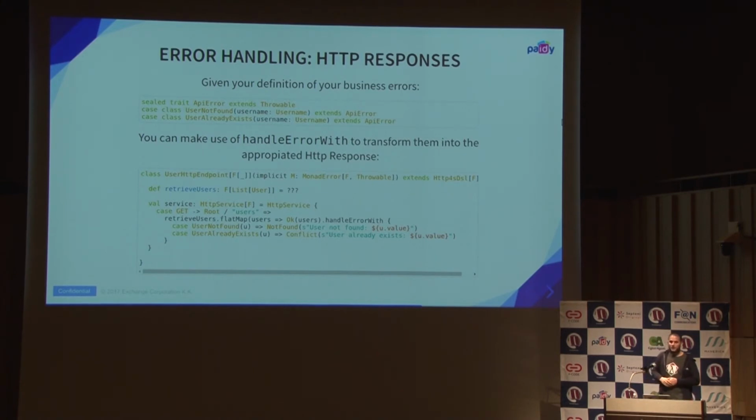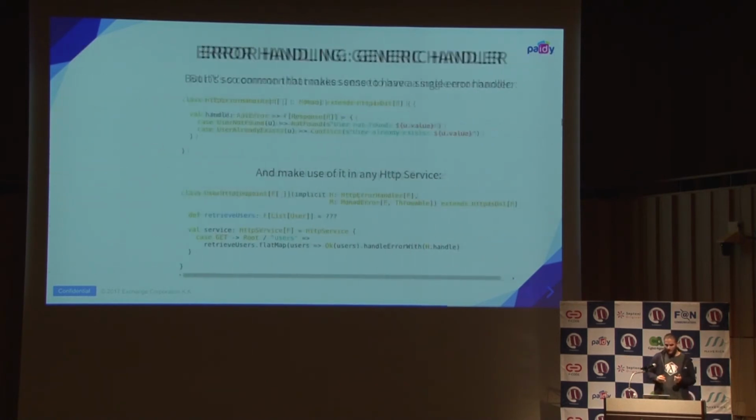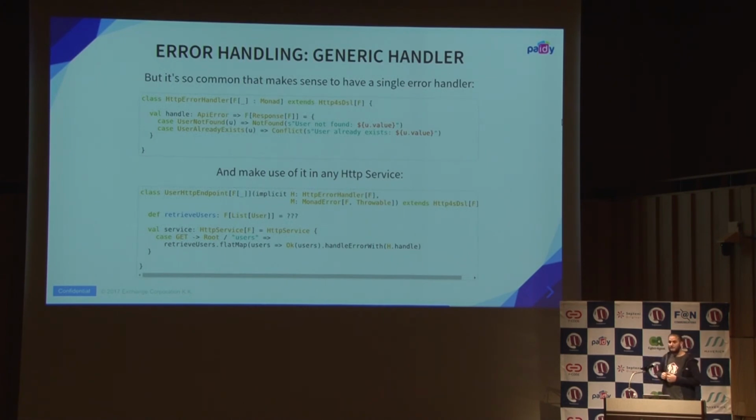So you can do this, but you might end up repeating yourself so much. If you have many endpoints in your API, and you have to handle the errors per endpoint, you might end up repeating yourself, right? Because this is so common, what I find to be a good practice is to define your error handler as a generic one that all your endpoints can use. So let's say we define this HTTP error handler, also abstracting over the effect. You can see that I only require a Monad instance in scope. And I'm just mapping my API errors into the appropriate HTTP response.